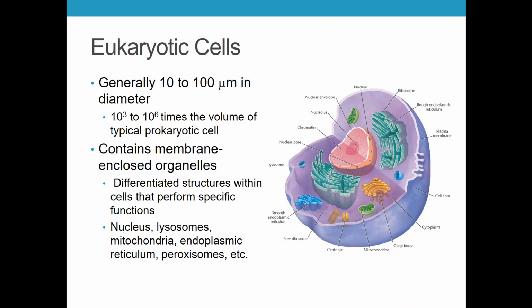Eukaryotic cells are much larger than prokaryotic cells. If you don't believe me, let's look at the numbers. In general, a eukaryotic cell is going to be anywhere from 10 to 100 micrometers or microns, that's 10 to the minus 6th meters, in diameter. So that's pretty large. If we look at the volume, eukaryotic cells are 10 to the 3rd to 10 to the 6th times the volume of the typical prokaryotic cell.